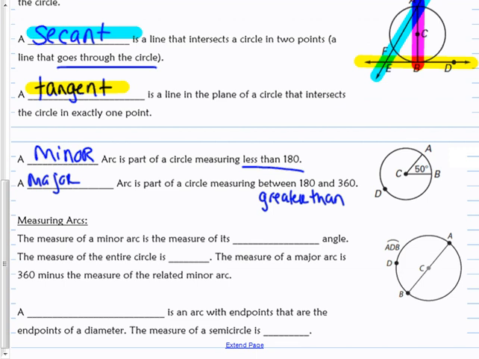Okay, so minor arc, less than 180. AB is an example of a minor arc, because its arc is only going to be 50 degrees. And then major arc is greater than 180 but less than 360, and so arc ACB would be an example of a major arc. It would be 310 degrees. And we're actually going to show you right now how to measure those arcs.